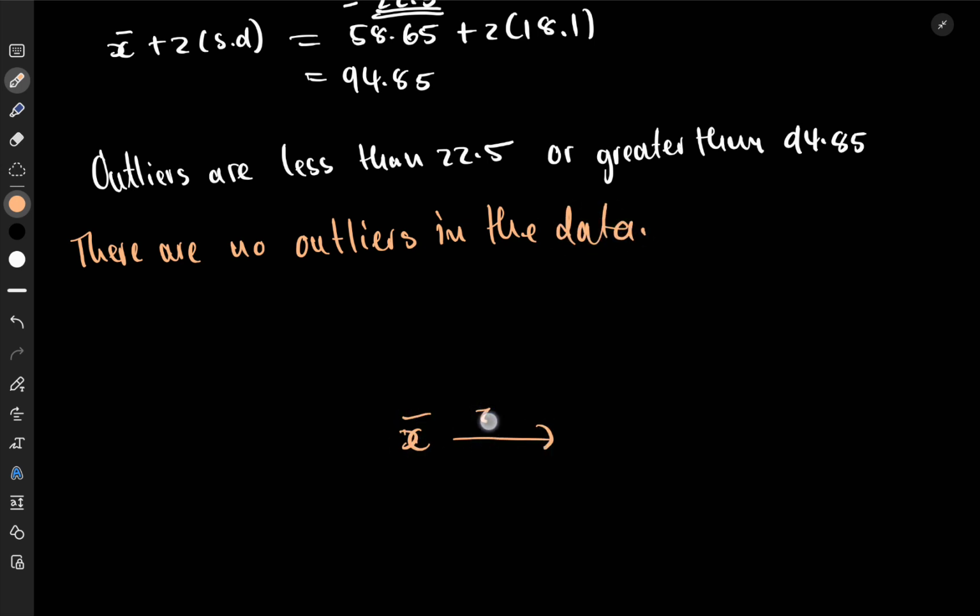If you go 2 standard deviations to the right and 2 standard deviations to the left, anything that doesn't fit in there is an outlier. So if it is bigger than 2 standard deviations to the right or smaller than 2 standard deviations to the left, then it's an outlier. Okay, I hope you got that part.